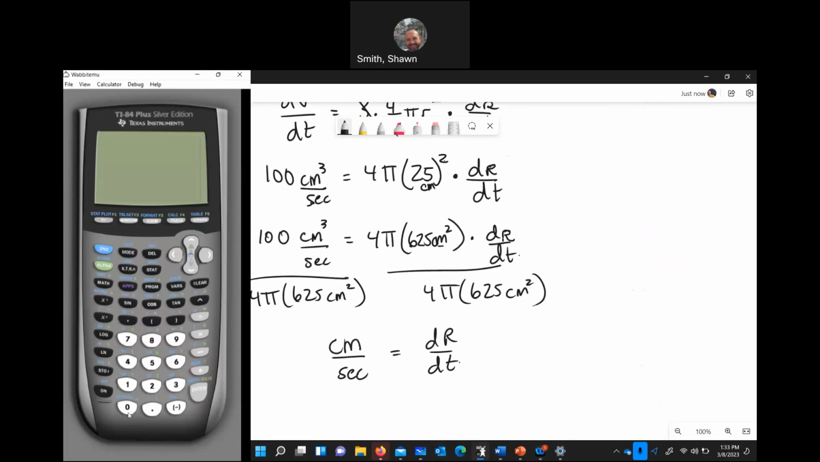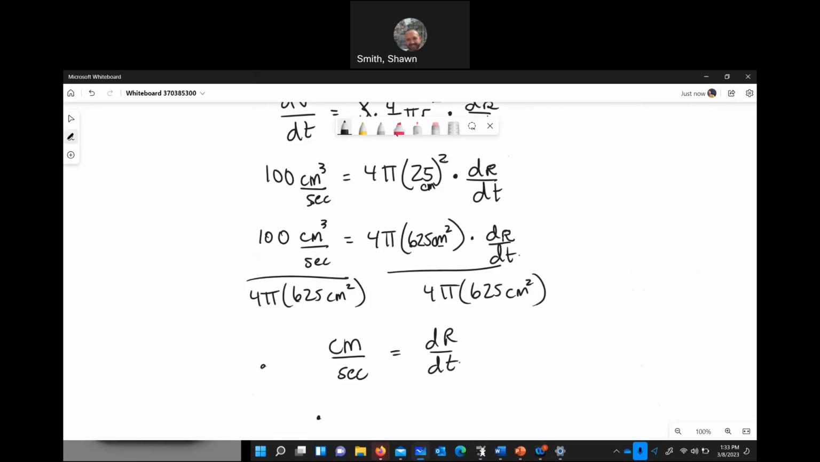So let's put this in the calculator. We have 100 divided by 4 pi times 625. We'll put all of that, the denominator, in parentheses. And there is your answer, 0.0127. So roughly a hundredth of a centimeter per second. It's not changing all that fast.